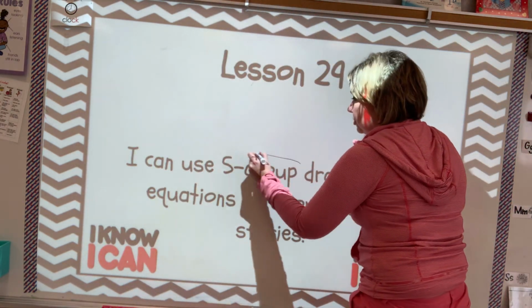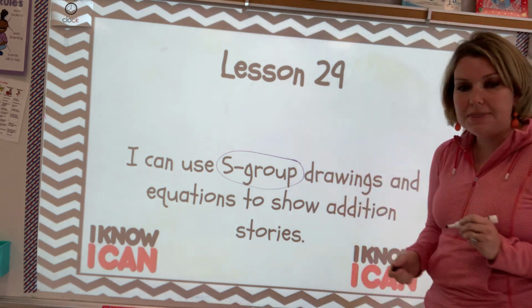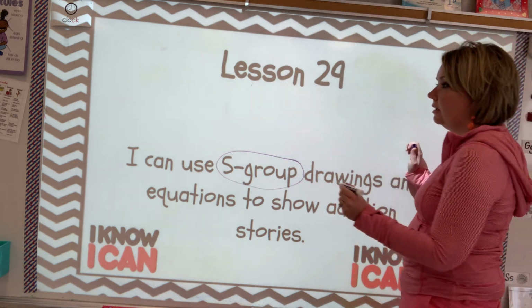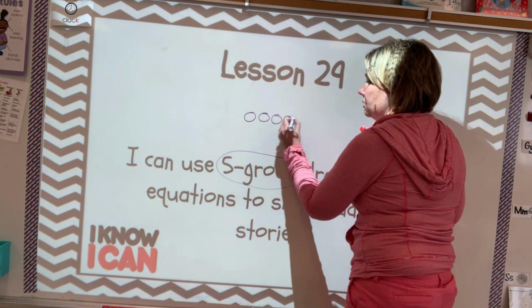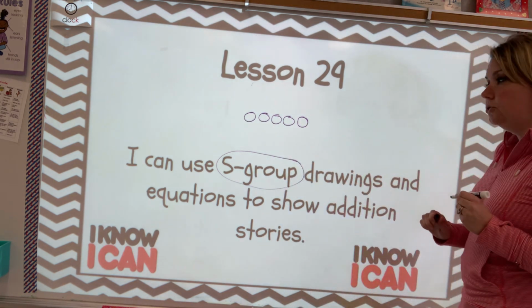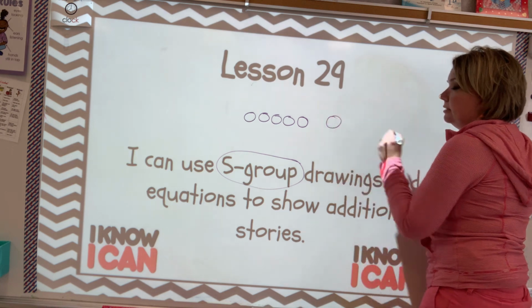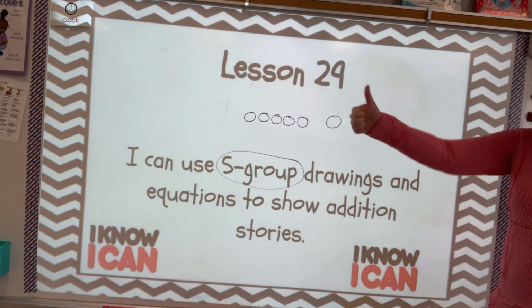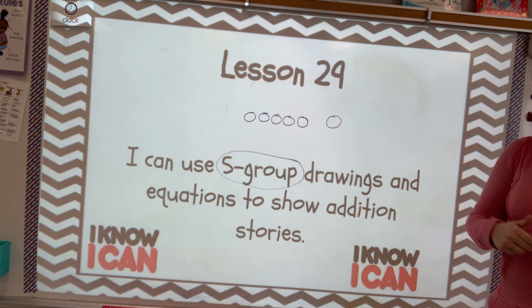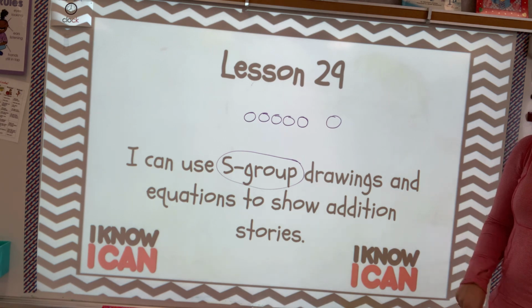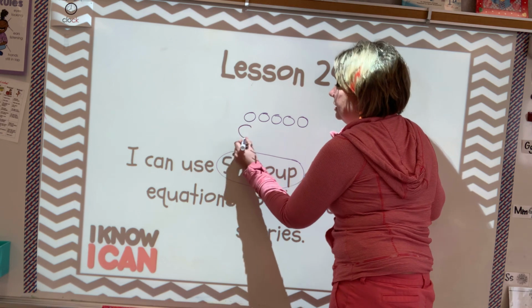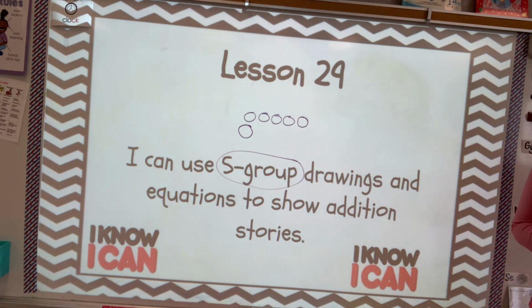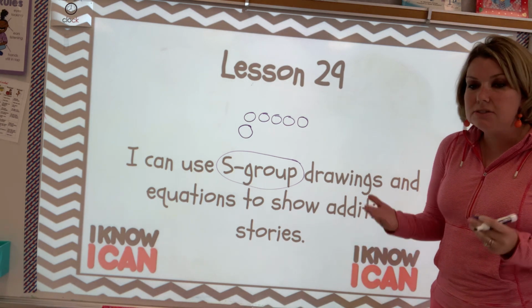A 5 group drawing. We know what that is, right? Let's say I have 5 circles and I need to draw a 6. Is that a 5 group drawing? Thumbs up or thumbs down? Thumbs down, right? My 6th one needs to go underneath. That's the 5 group drawing. This way, it's a shortcut.